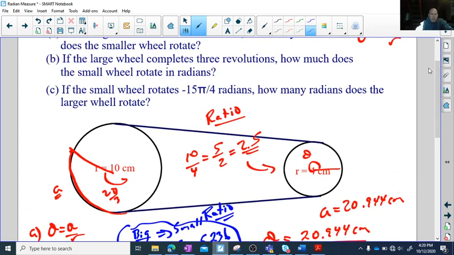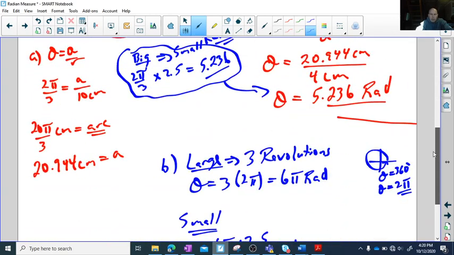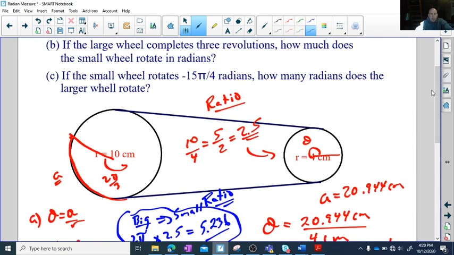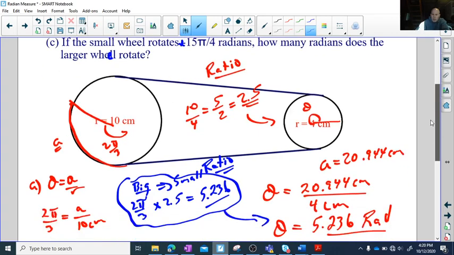Yes, so how many radians did the small wheel rotate through? I just did it using my ratio system. It would have to be 47.124 radians. The small wheel rotates a negative 15.4 or 15 pi over 4 radians. How many radians does the larger wheel rotate? Let's ignore the negative because I haven't got to discuss that with you guys yet. Let's suppose that that's a positive, because there actually is a difference between positive and negative angles, which we'll discuss later on. So the small wheel is 15.4.